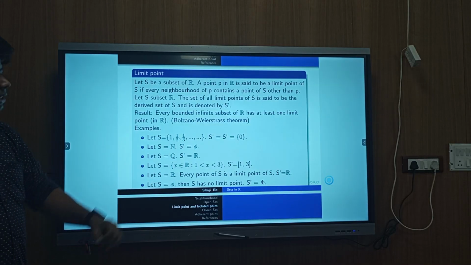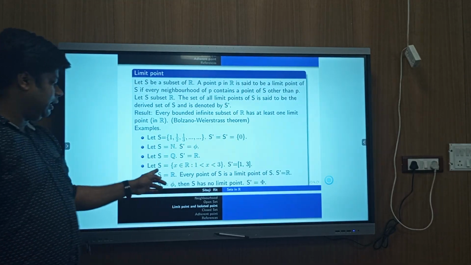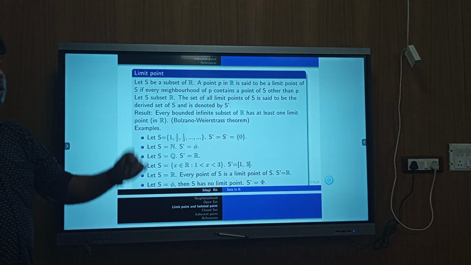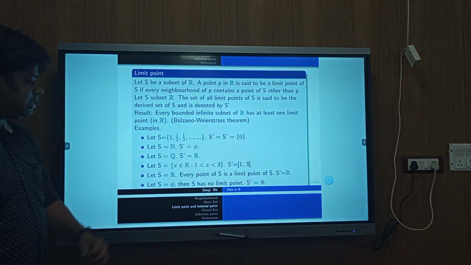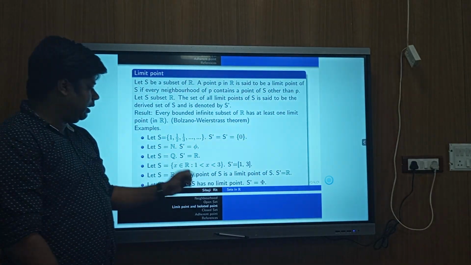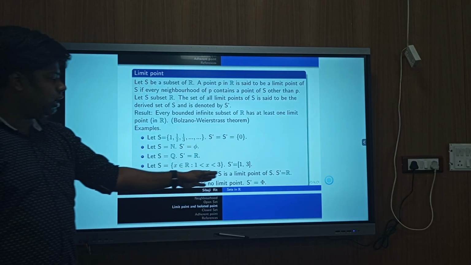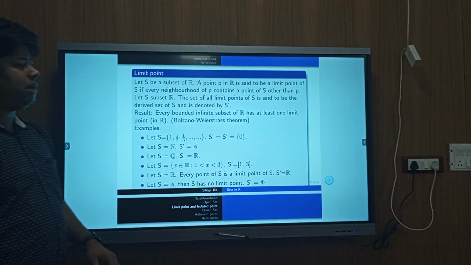Every point of R is a limit point of R, so the derived set of R is R. If we choose S equal to ∅, then S has no limit point, so the derived set of S equals ∅.